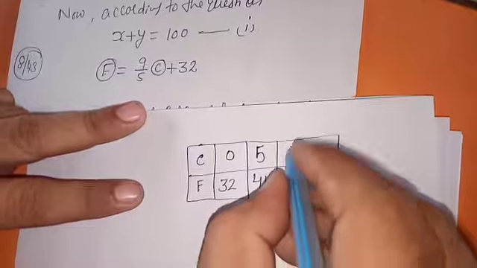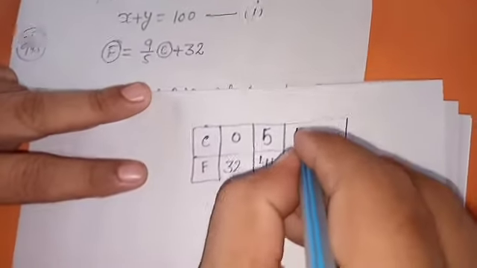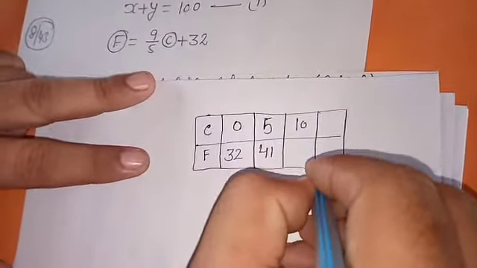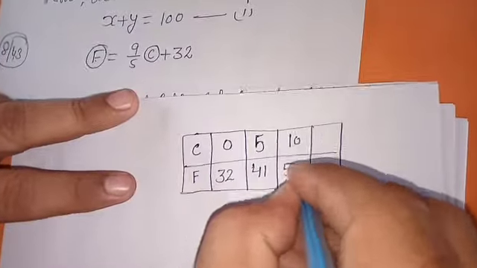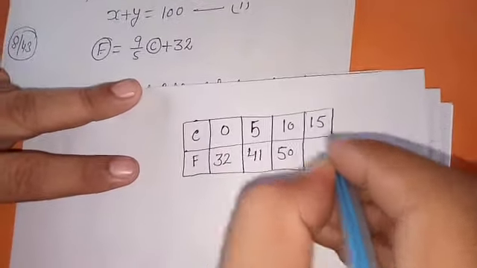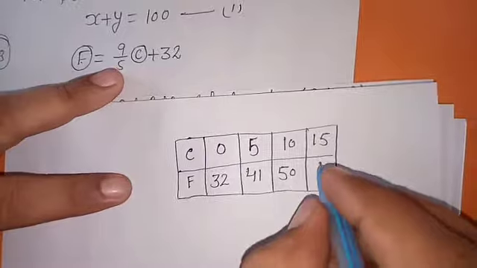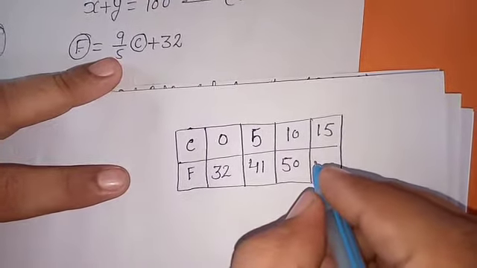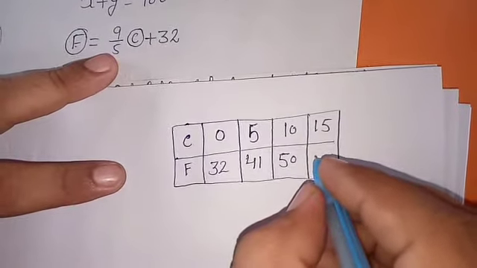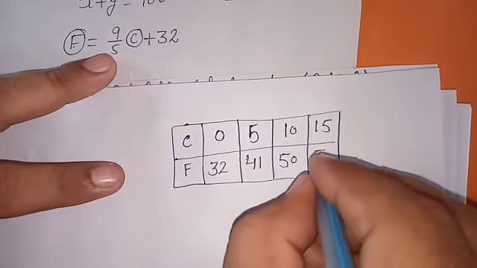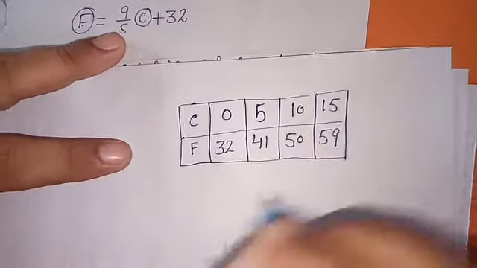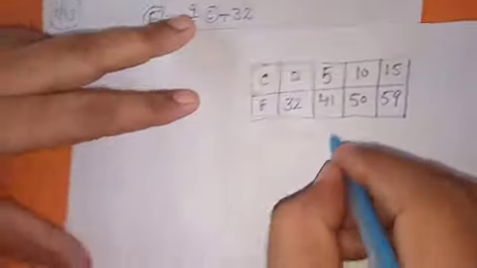10 you are taking, then what does it become? 50. 15 you are taking, then how much? 59, sorry, increase of 9. So take here like this.